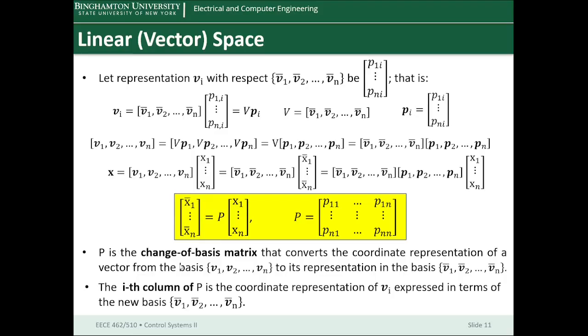P is the change of basis matrix that converts the coordinate representation of a vector from the basis of V1 to Vn to its representation in the basis V bar 1 to V bar n. And also, each column of P is simply the coordinate representation of the old basis vector Vi expressed in terms of the new basis vectors V bar 1 to V bar n.